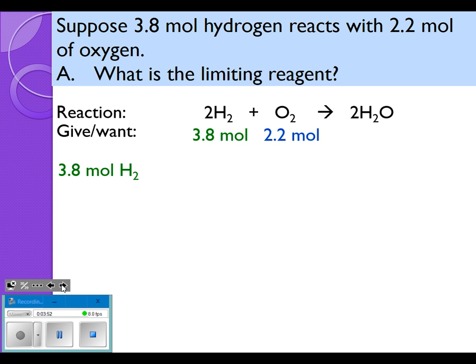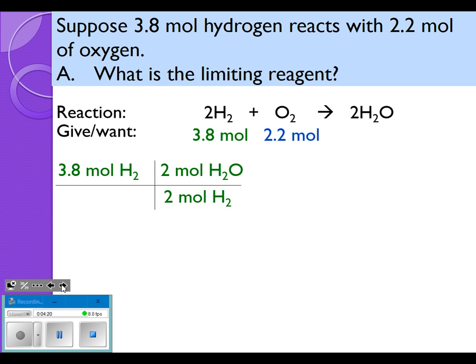I'm going to start with my 3.8 moles of hydrogen. I'm already in moles, so for my stoichiometry, I'm going to create a mole-to-mole ratio using the coefficients of the balanced reaction. On the bottom I'm putting 2 moles of H2. On the top I look at my product, how much is made with this. I'm going to have 2 moles of water.